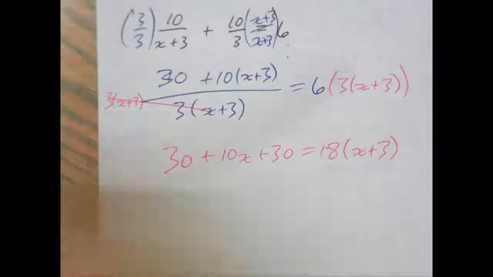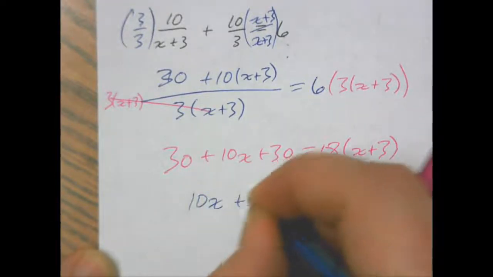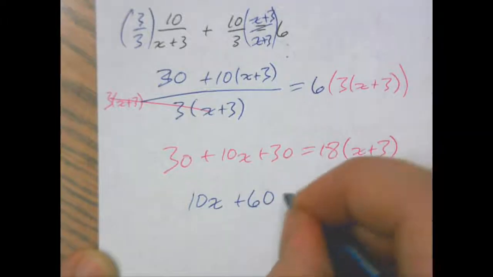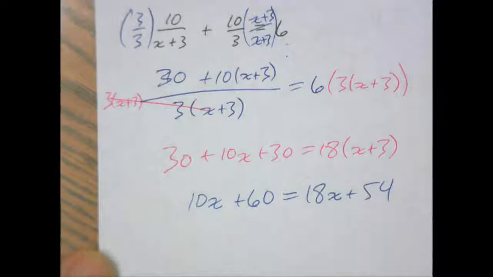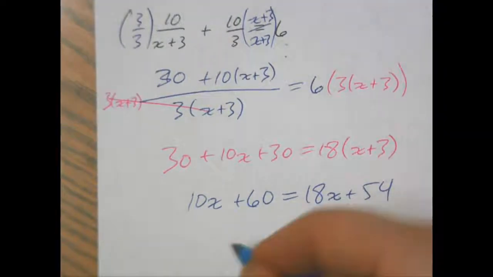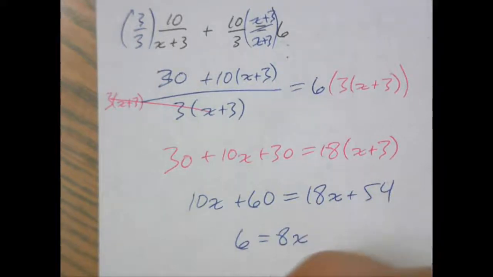Go ahead and distribute that 18 now. So I have 10x plus 60, if I combine the 30 and the 30, equals 18x plus 54. And then combine your like terms, so subtract the 10x to the other side, subtract the 54 to the other side, so I have 6 equals 8x. So that means x equals 6 over 8, so x equals 3 over 4.